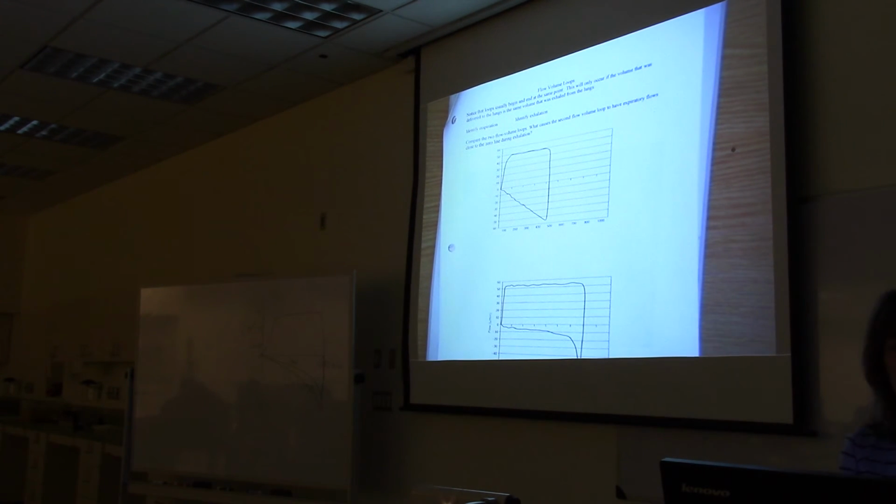Notice for flow volume loops, that loops usually begin and end at the same point. This will only occur if the volume that was delivered to the lungs is the same volume that was exhaled from the lungs. And then it tells you, identify inspiration. Which part of this loop is inspiration? Everything above zero. Identify exhalation. Anything below zero? Yes, everything below zero.